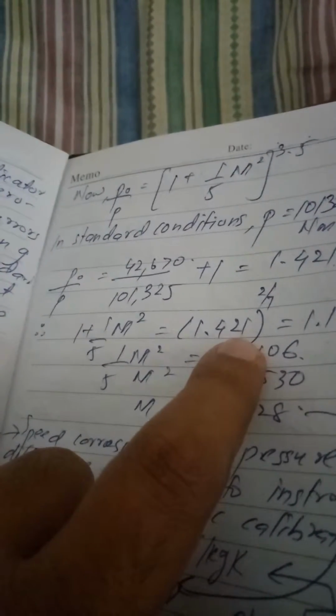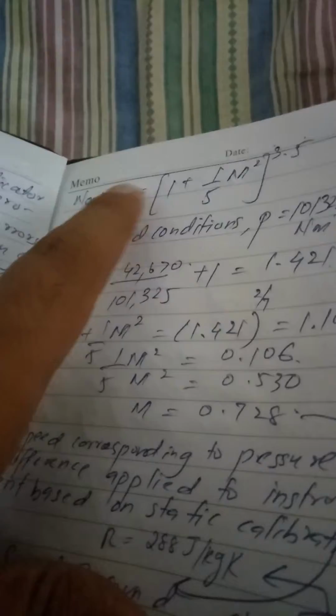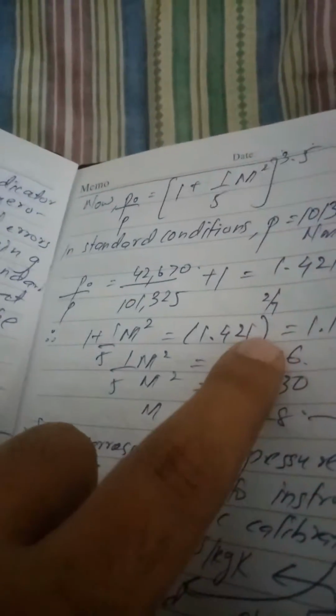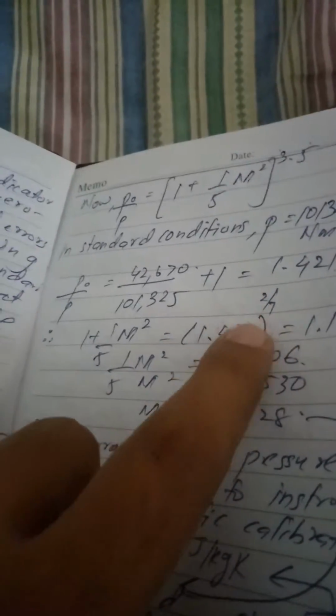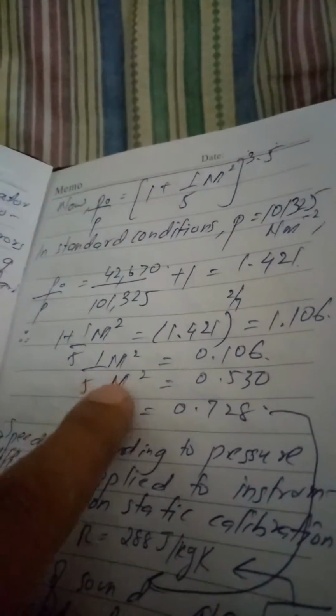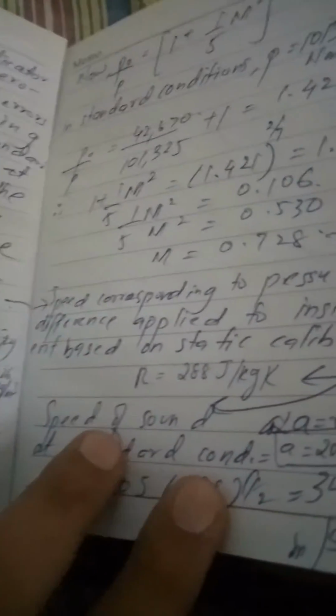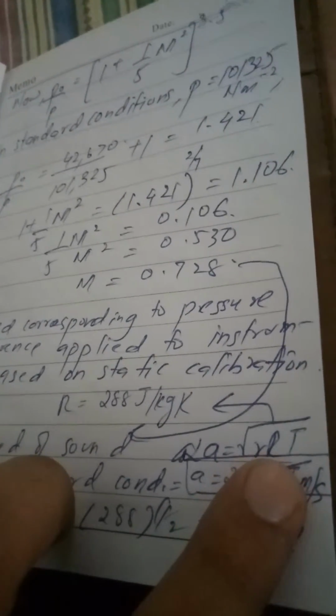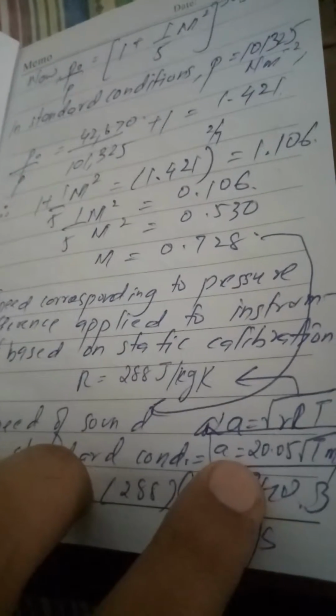So because this value P0 will be converted and this will be reversed, that will be 2 by 7, and the value we came across is 1.106. Just solving for the Mach number, we got this, and we know that the speed of sound A is equal to square root of gamma R T, that is the relationship in the standard form.